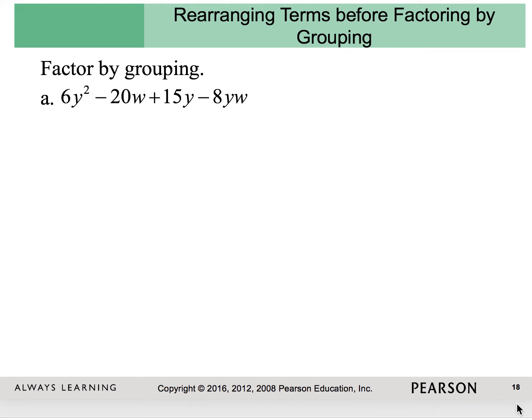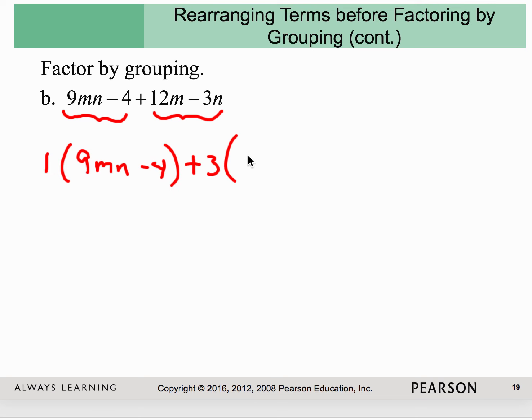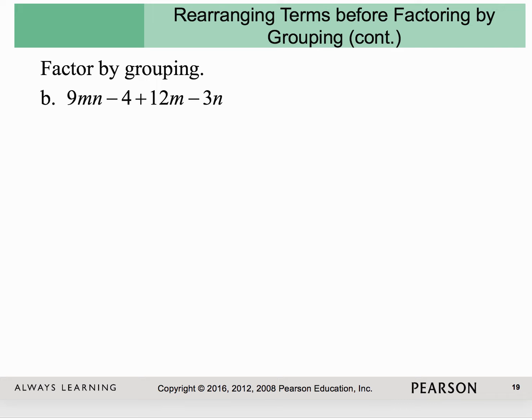All right, let's look at one more. Okay, there's nothing in common here, so that means a 1 if nothing else. Here I can take out a 3. Okay, 4m minus n. But these are not the same thing. Well, before we say it's prime, don't forget to try rearranging it. Which ones do you want to put together?